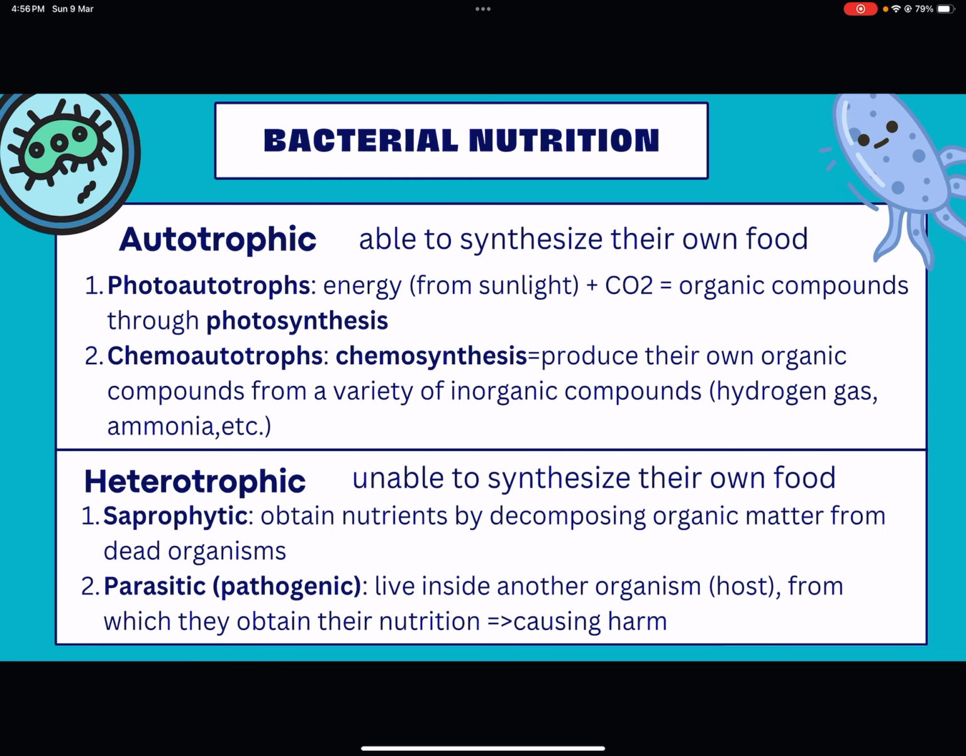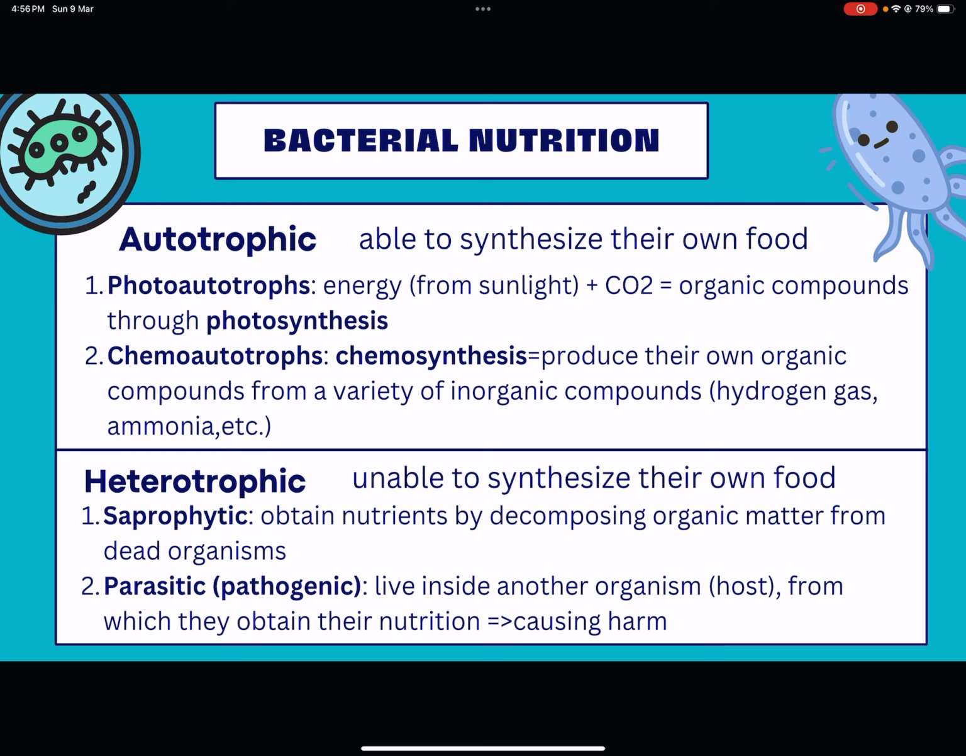Now moving on to their nutrition. So bacteria have a wide variety. They can either be autotrophic or heterotrophic. Remember, autotrophic means they make their own food. Now we can split that into two: photoautotrophs and chemoautotrophs. From the name photo, that means they use light, okay? While chemoautotrophs use chemicals, okay? Or we can call it chemosynthesis, because they use chemicals to make their food.